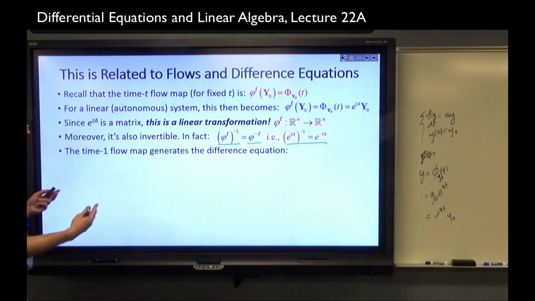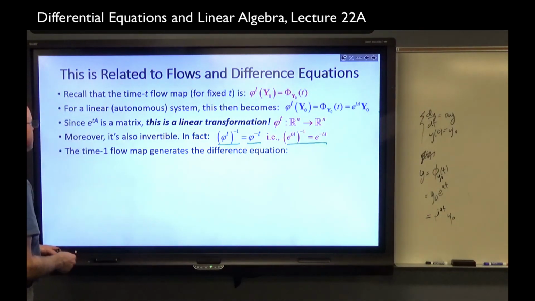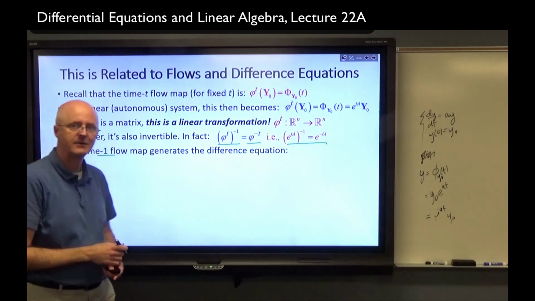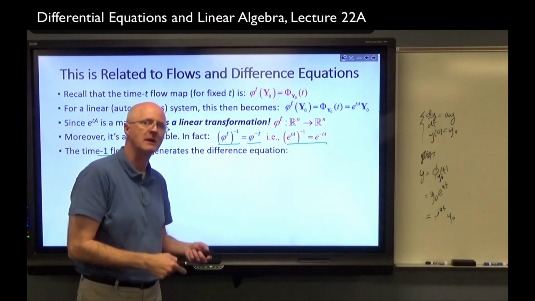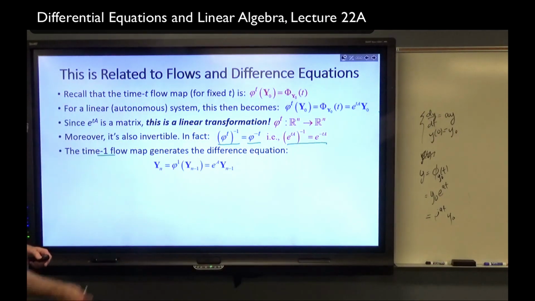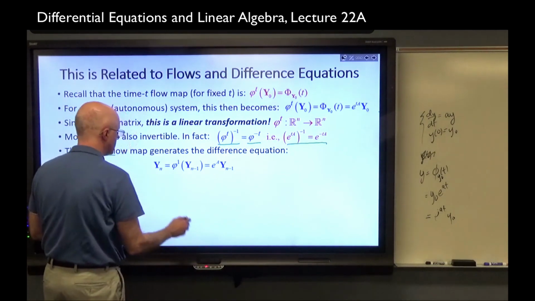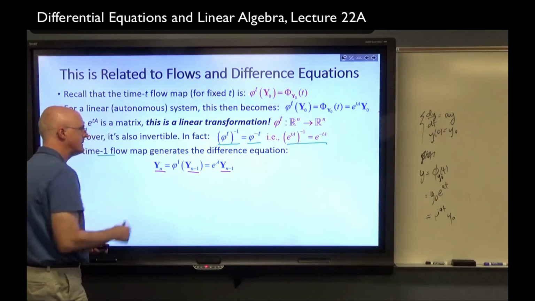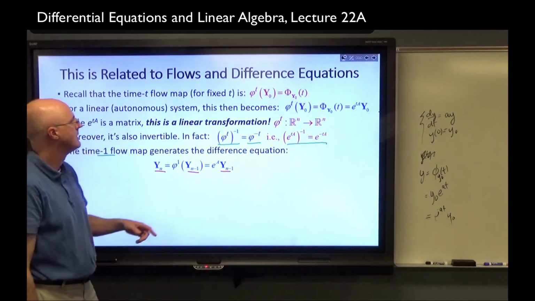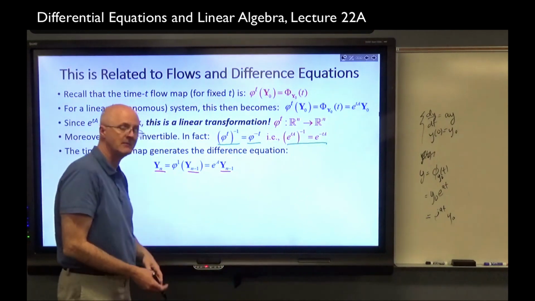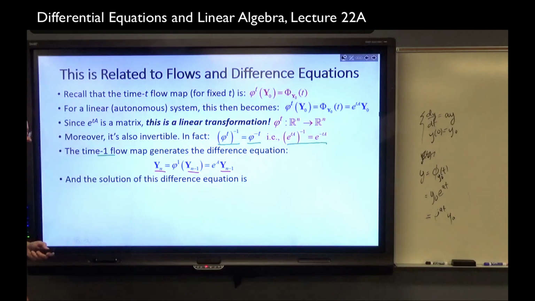Remember, I also emphasize the importance of the time t flow maps. In particular, we usually look at the time 1 flow map to generate a difference equation whose solution is very much related to the solution of the differential equation. Here's our recursive equation, a difference equation for yn in terms of yn minus 1. Took t to be 1, time 1 map, which means t is also 1 right here. And you just get e to the A times yn minus 1. If you iterate this, you get the solution, and it does match the solution of the differential equation.